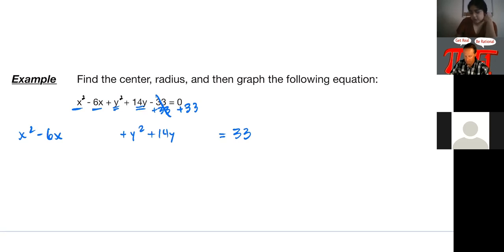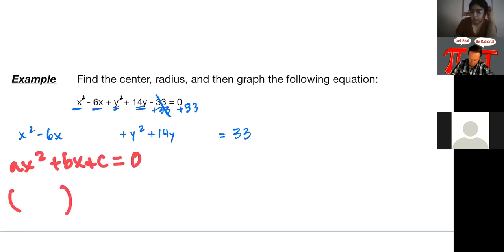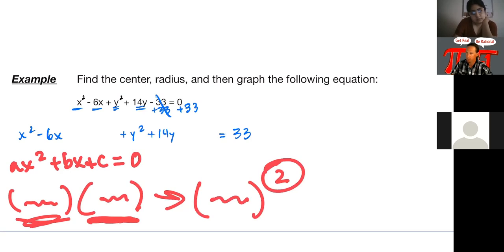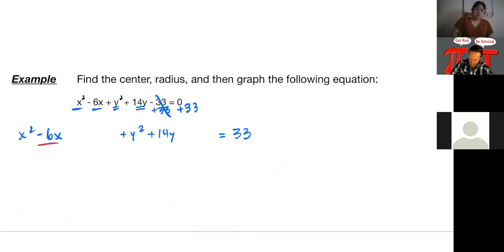But what would we have to do next? Anybody remember how to complete the square? You take half of B and then square it. Very good, Kevin. So what he means by B is, remember, the ax squared plus bx plus c equals 0 are things that we tried to factor. And we don't just want these to be any old factors. We want them to be the same so that we can write it squared. That's what they mean by completing the square. So we are going to take half of this, which is negative 3, and we're going to square that to go in this square.